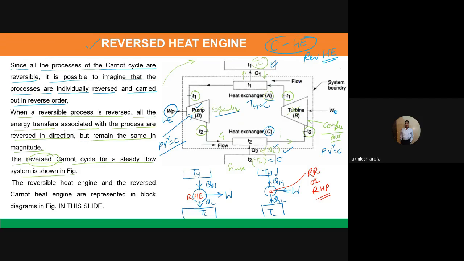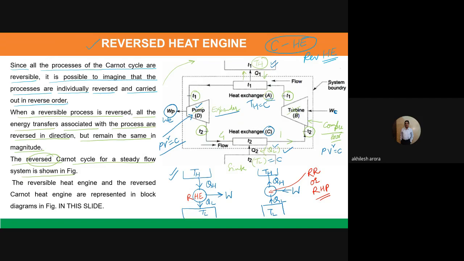For example, if our purpose is to maintain the temperature in the sink TL, then it will be called the refrigerator. If our purpose is to transfer the heat to the high temperature to the room at temperature TH, then it will become a heat pump. So it totally depends upon the purpose for which we are utilizing it. Let us see here. I have tried to make simpler sketches here.